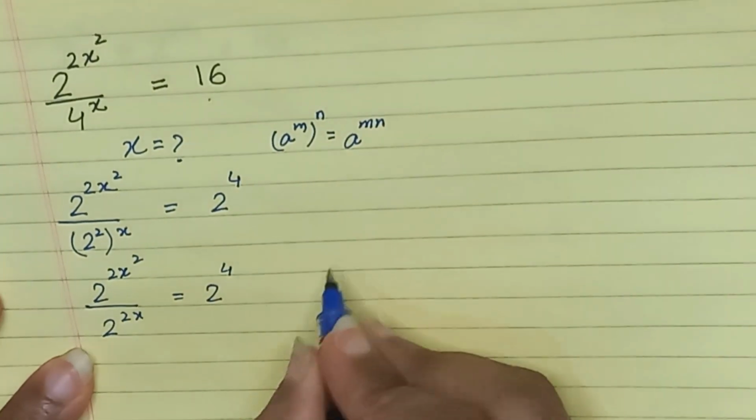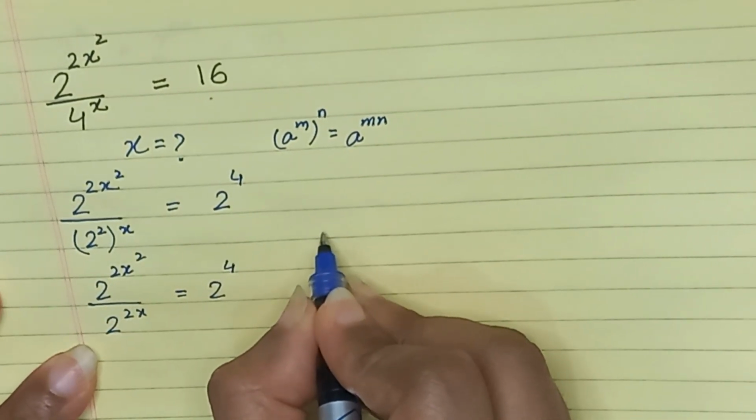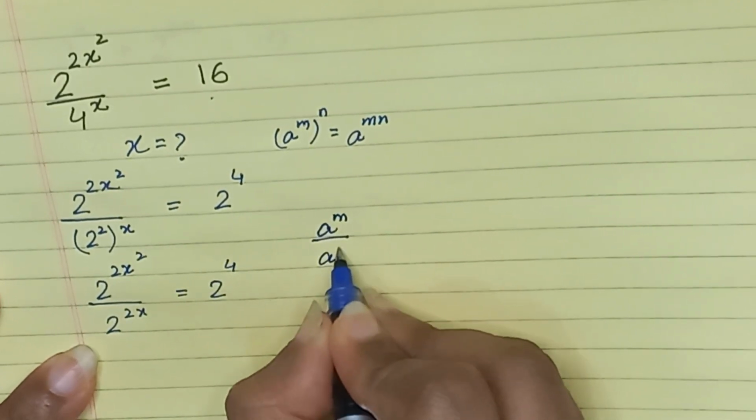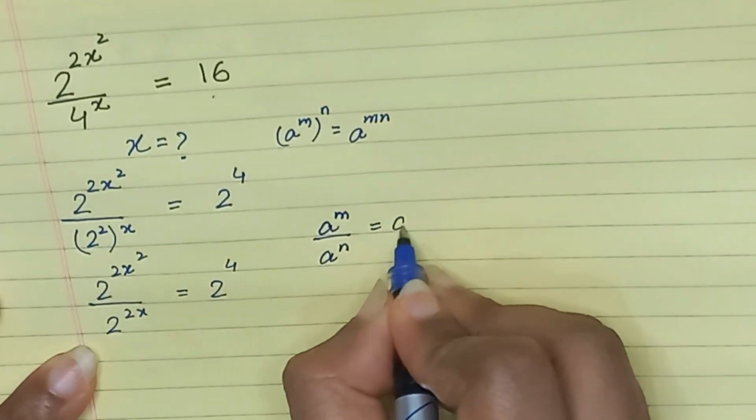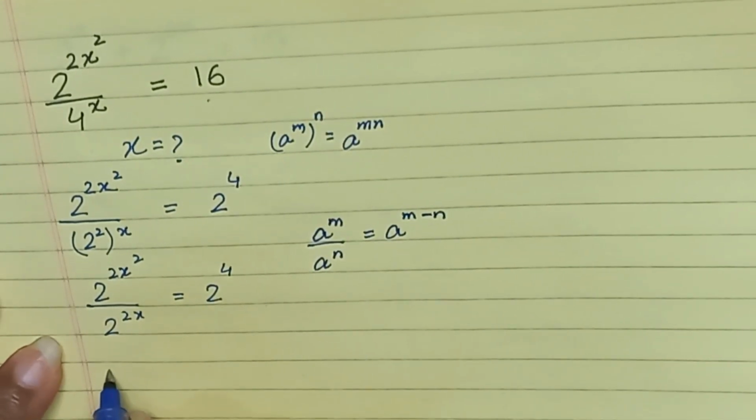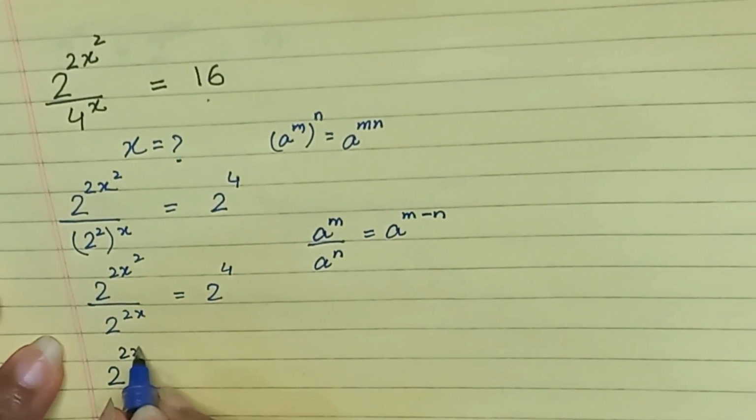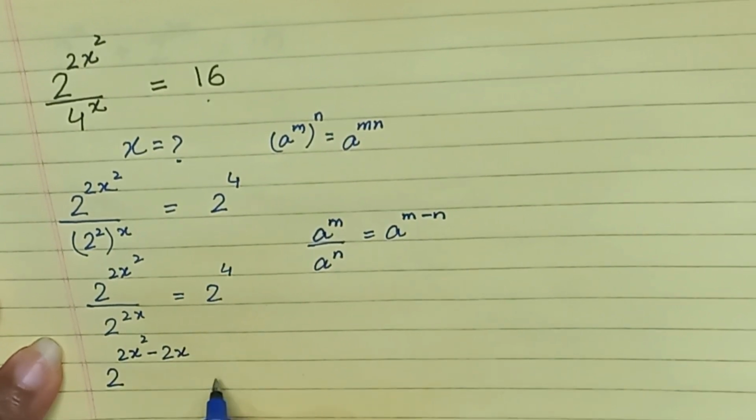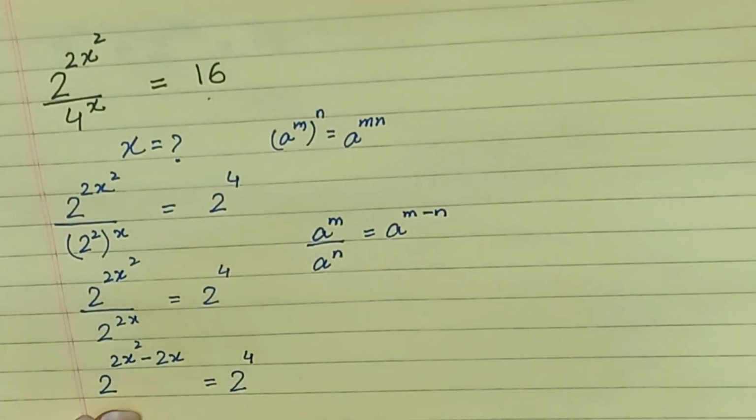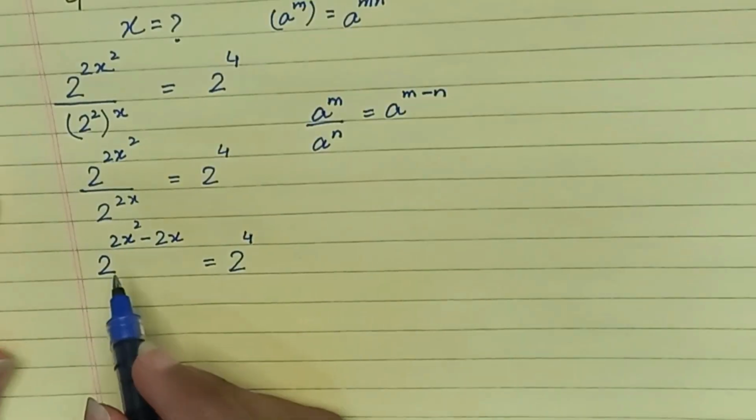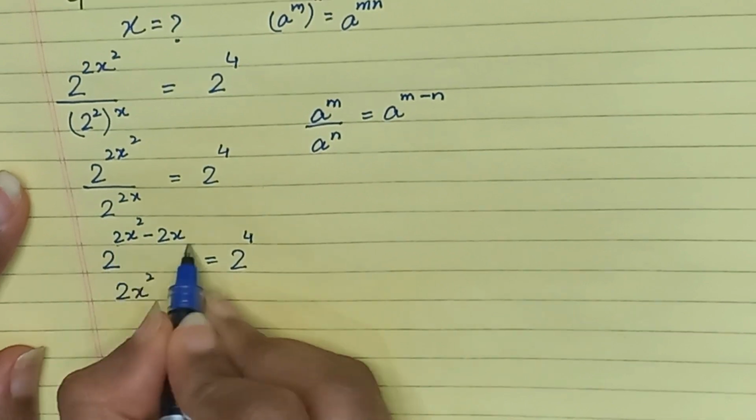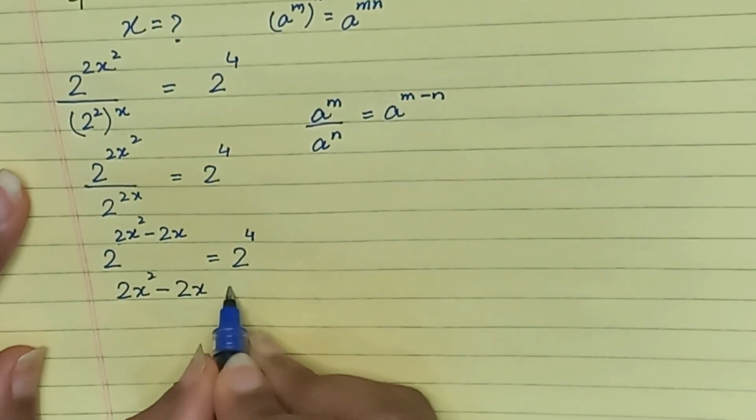Now again we will use this exponential rule: a raised to the power m divided by a raised to the power n is equal to a raised to the power m minus n. So it will become 2 raised to the power 2x squared minus 2x, which is equal to 2 raised to the power 4. Now you can see that here we have the same bases, so we will compare the powers, which are 2x squared minus 2x, which is equal to 4.